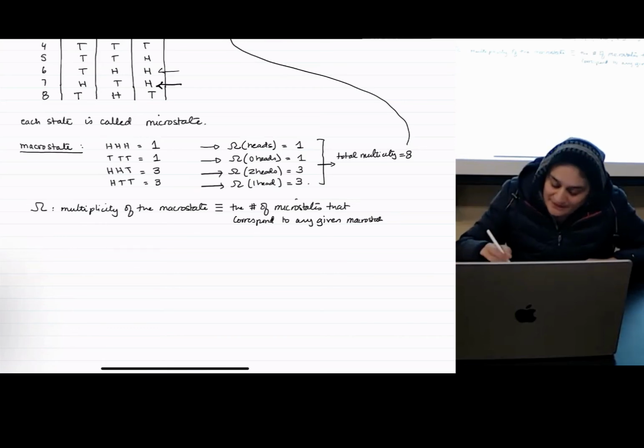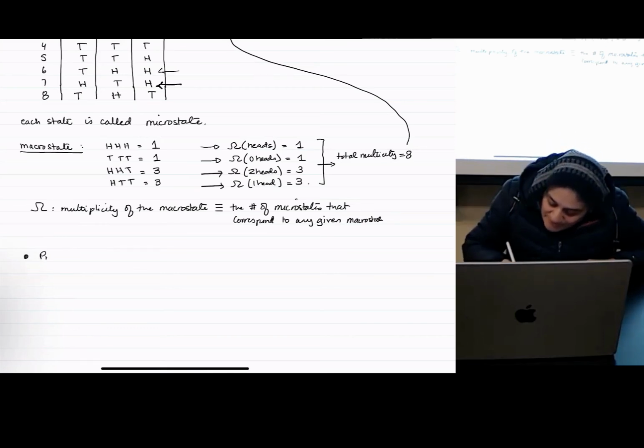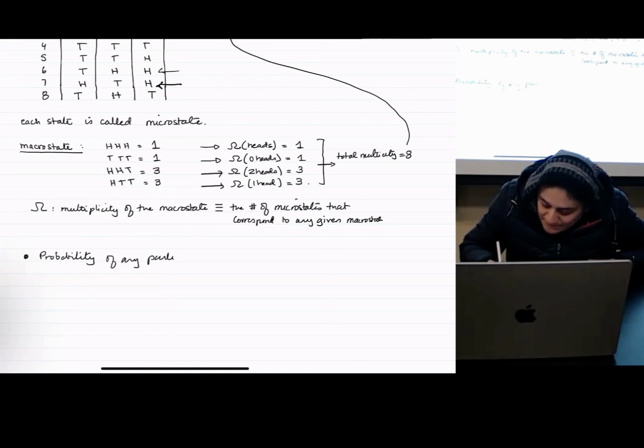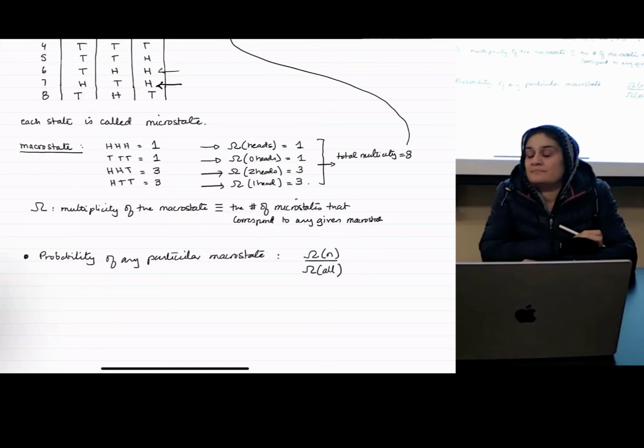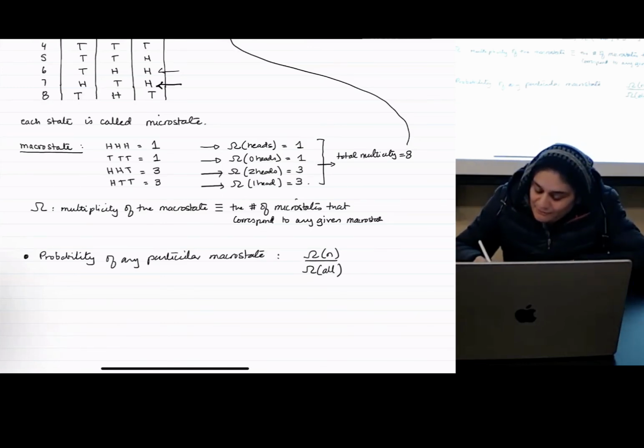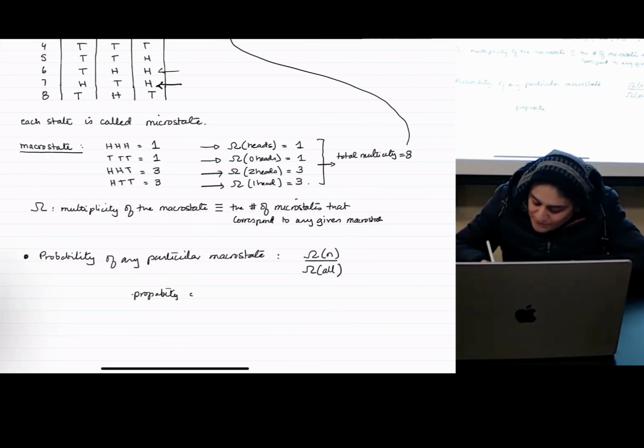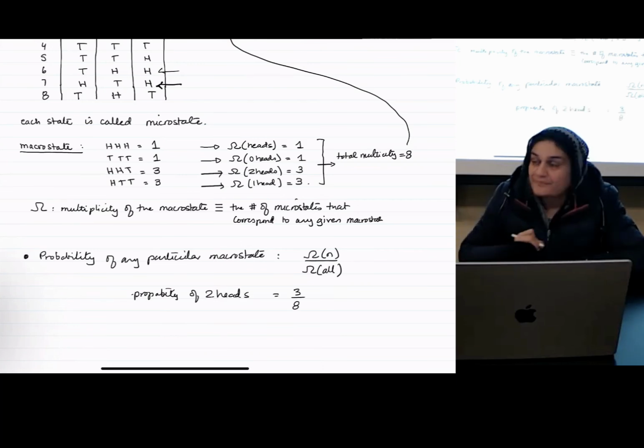The probability, this is important, probability, can I spell that right? Of any particular macrostate is then given as omega divided by omega total. So the probability of, pick one. 2 heads. Probability of 2 heads will be given as 3/8.